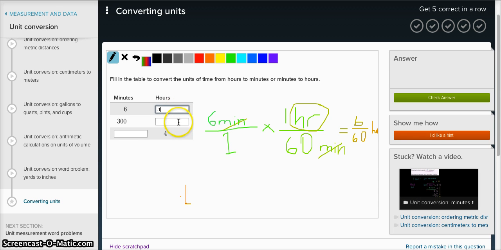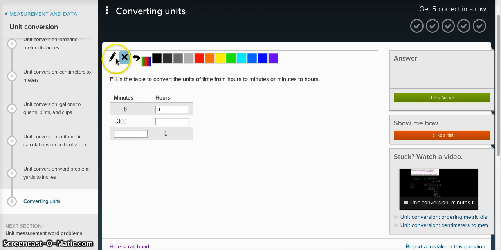So 0.1 hours. I'm going to type that in. Now what about the next one, 300 minutes to hours? So I've got my 300, and the unit here is minutes, over 1. I just put it over 1 because when you're multiplying by the other fraction, it makes it a little easier to follow, in my opinion.